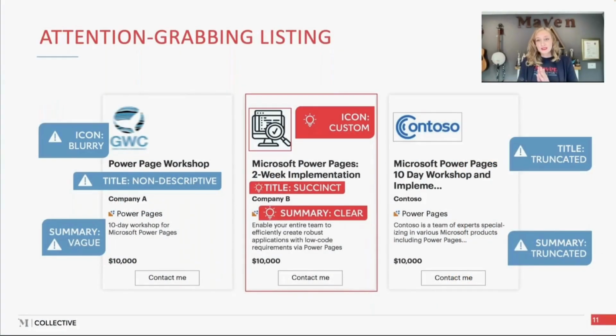So for attention-grabbing listings, we're looking at the card view. The card view comes up, and I'm maybe over-explaining, but I just want to make sure we're all on the same page. The card view comes up when someone is doing a search in AppSource, and in this example, they put in a search for Power Pages: "I need help with Power Pages." In this case, these card views come up, and then they're allowed to click in to learn more.